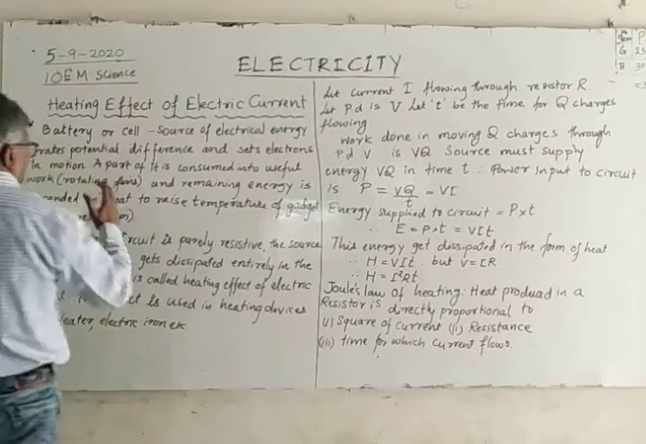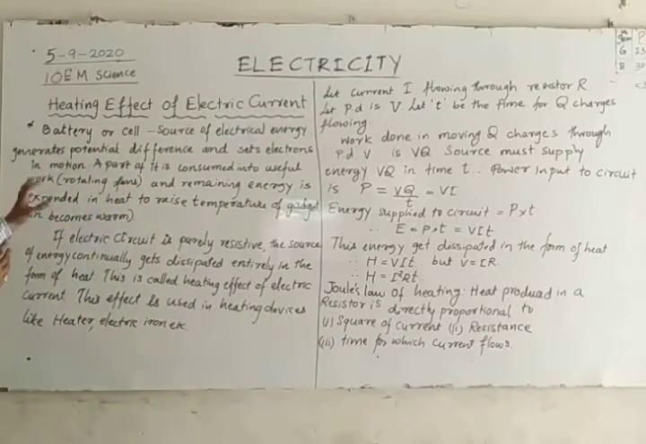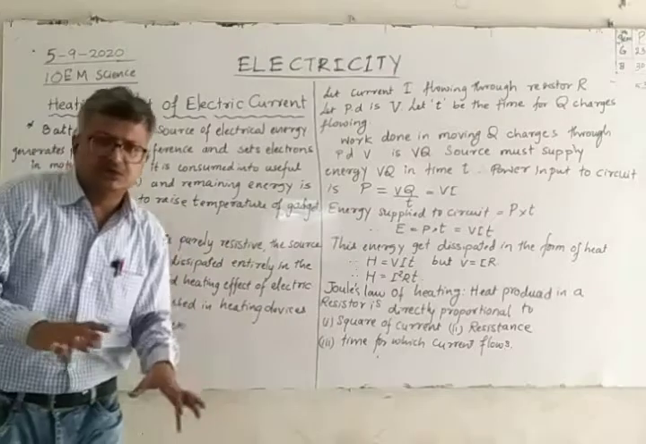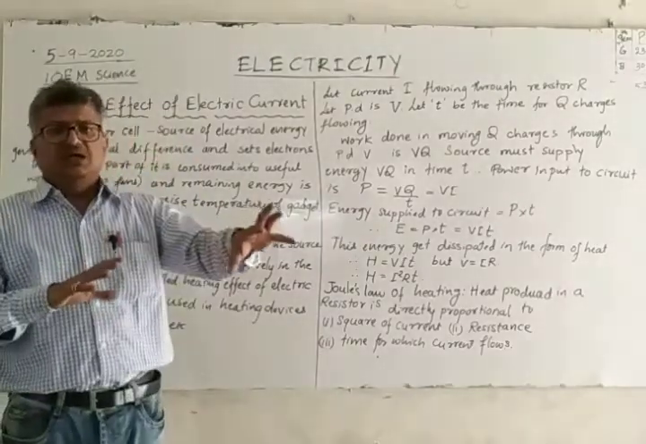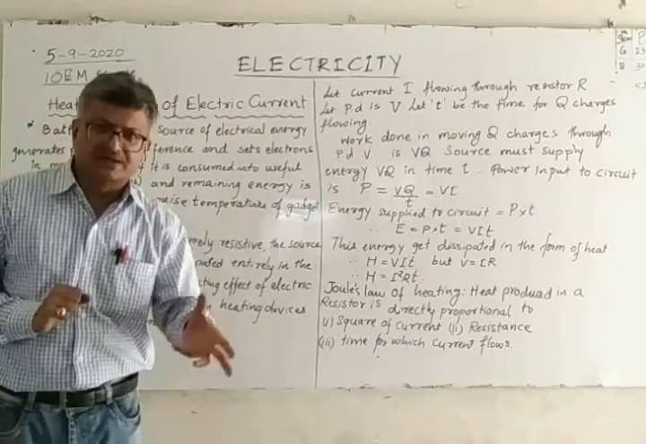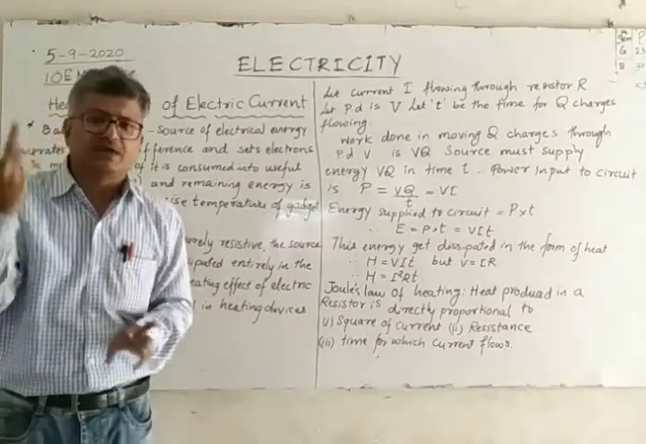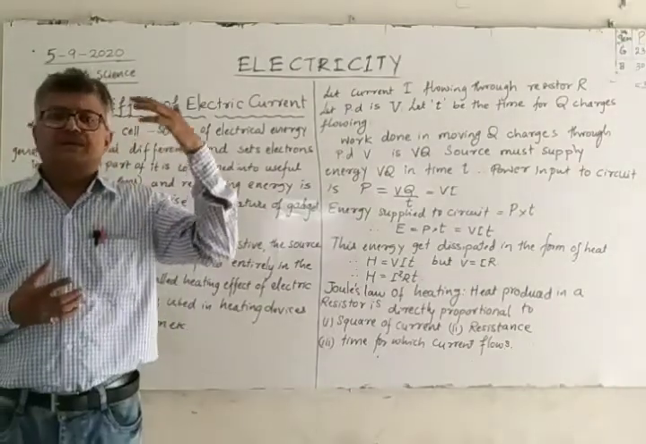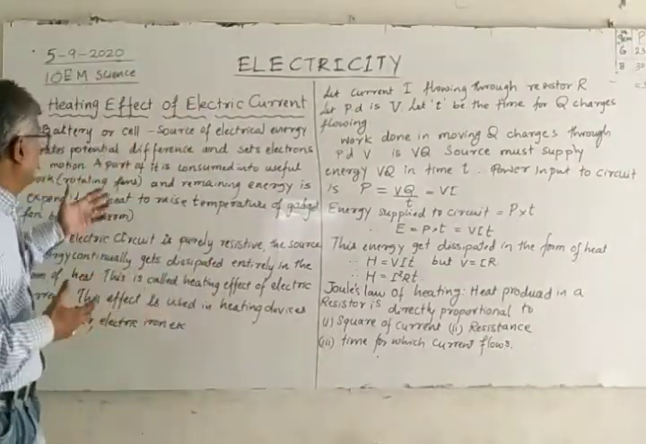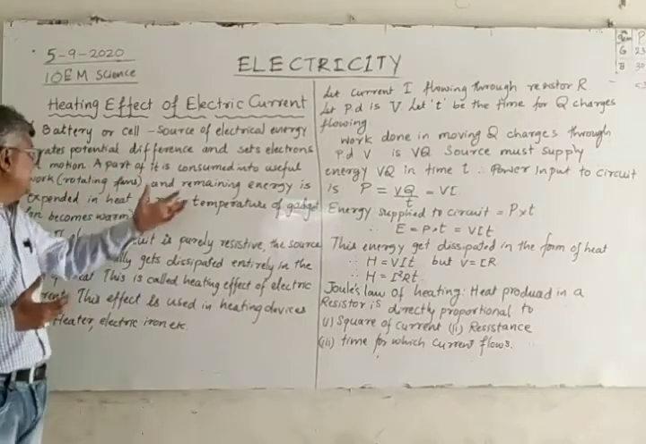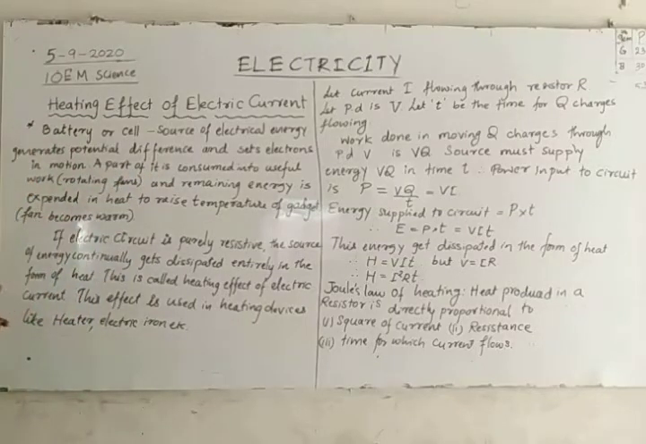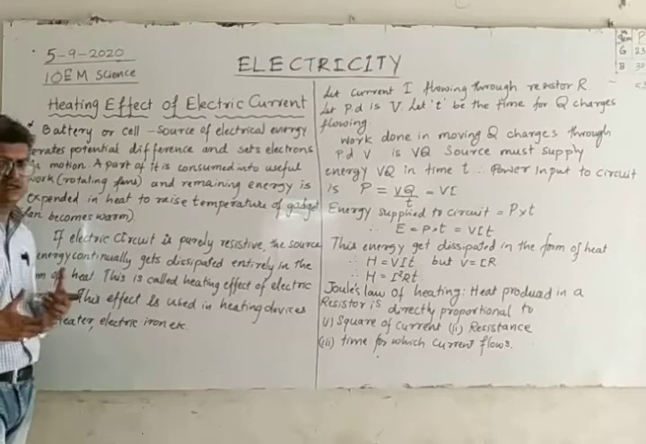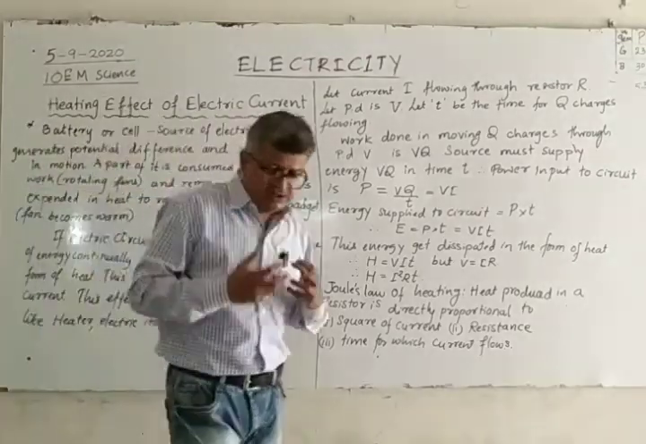But only a part of it is consumed in useful work. A part of the energy is utilized in making the useful work, the main work. The main work of a fan is to rotate and give air. That is called useful work. And the remaining energy is expended as heat to raise the temperature of the gadget. For example, the fan becomes warm. So what is the meaning of this?